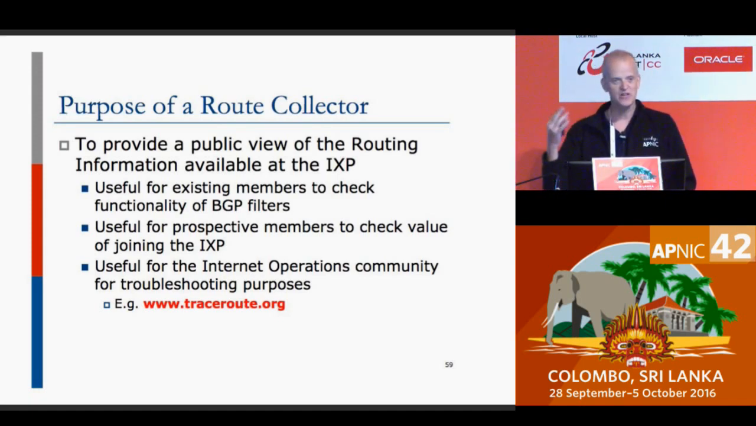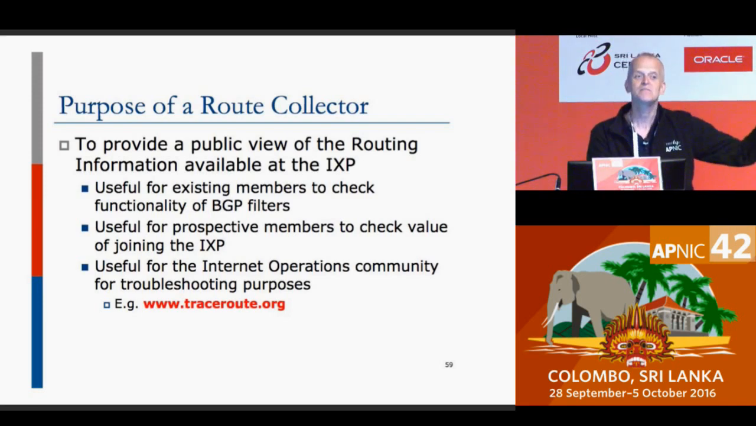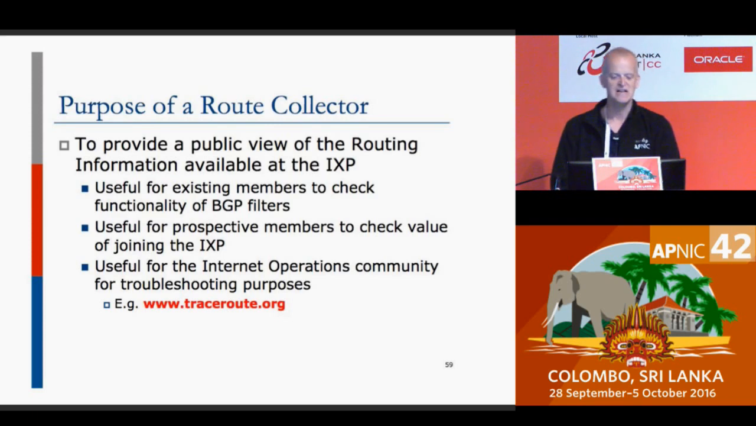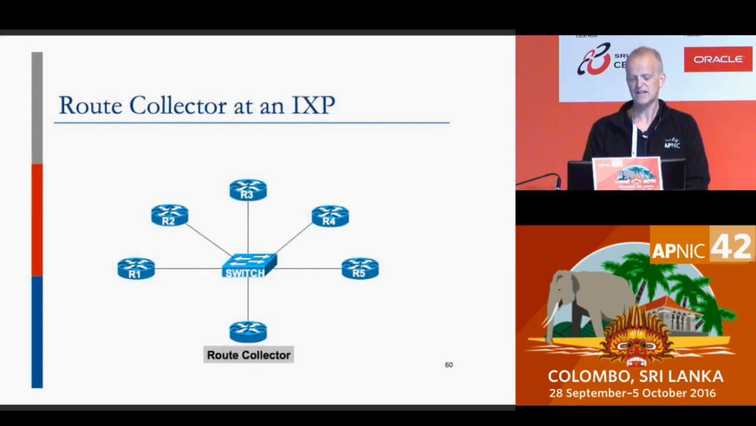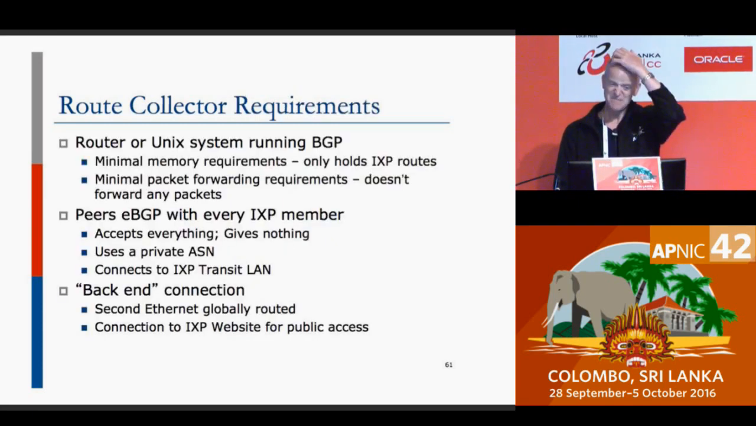Very useful to try and attract local members, new members, saying, hey, look, we've got all these prospective members, you can check how much traffic they have to those destinations, and they can see if it makes sense for them to join. Useful for troubleshooting purposes as well via looking glasses, as I mentioned before. And the collector just plugs in there. It's just another router plugging into the switch, everybody peers with it. So what can it be?